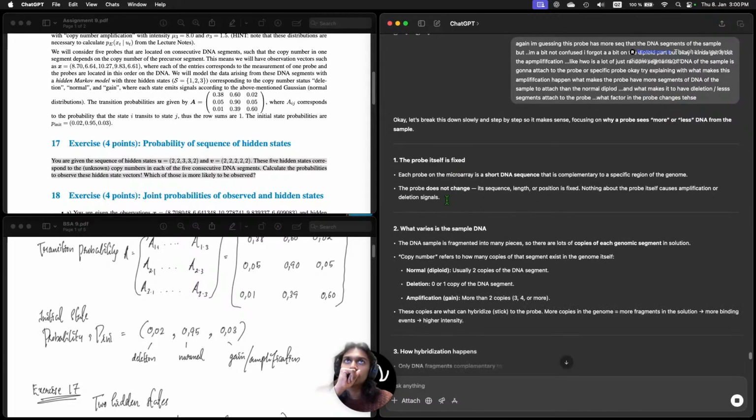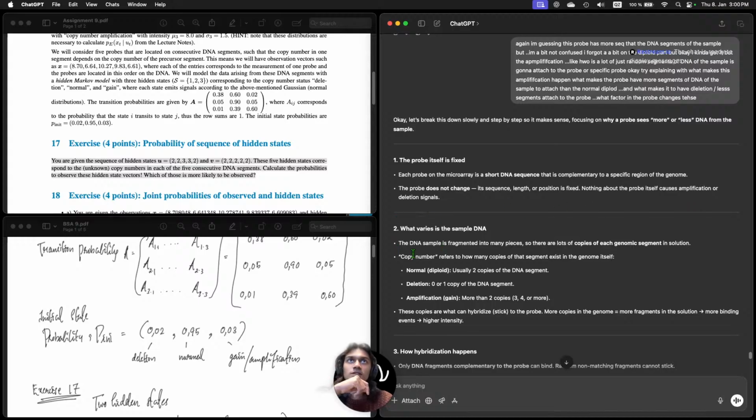The probe itself is fixed. Each probe in the microarray is a short DNA sequence that is complementary to a specific region of the DNA. The probe does not change. Its sequence, length, and position are fixed. Nothing about the probe itself causes amplification or deletion signals.